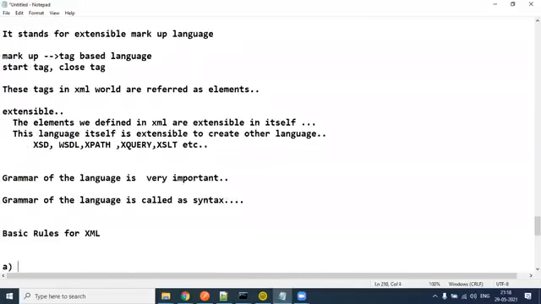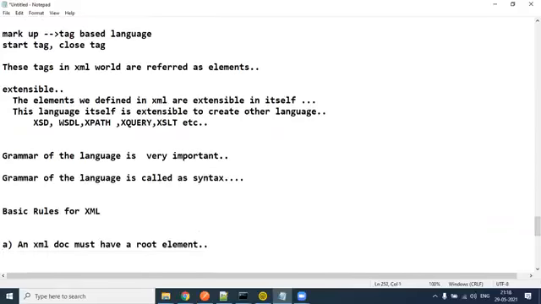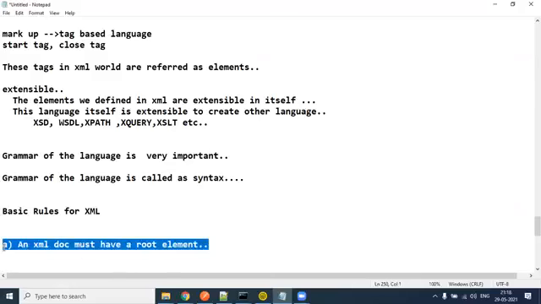Now, what are those? An XML document must have a root element. I have seen a lot of people struggling with this very, very simple issue. They write some XML document. They know how to write XML, but they forget about this rule. So what is the meaning? An XML document must have a root element.